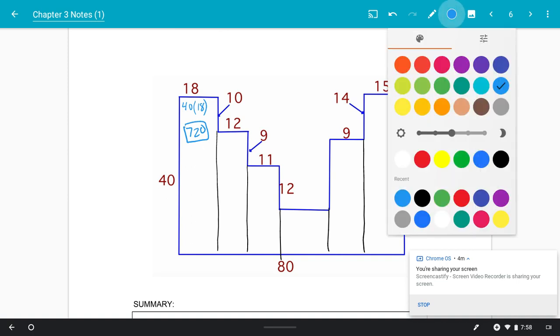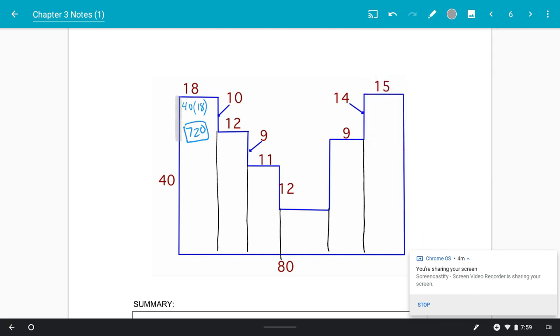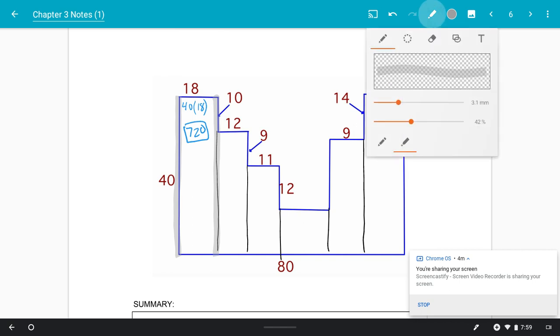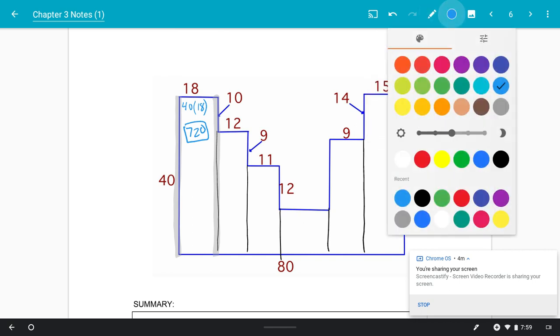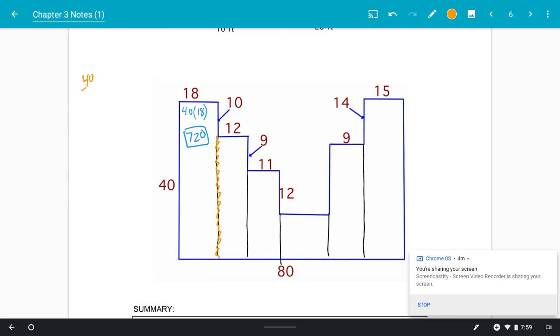Now, what we know is this side is 40, which means that this side is also 40. But they just said that in the picture, it says this part is 10. So we need to figure out what's left for the bottom portion. So that means this section right here is 40 minus 10, which is 30.